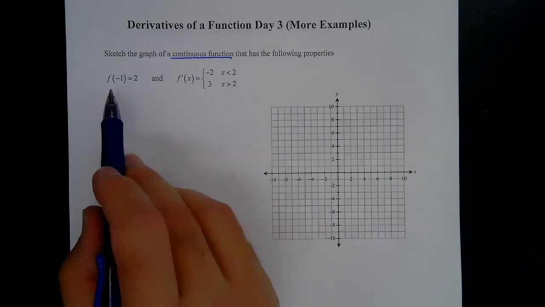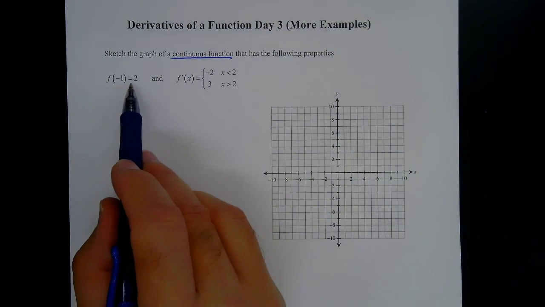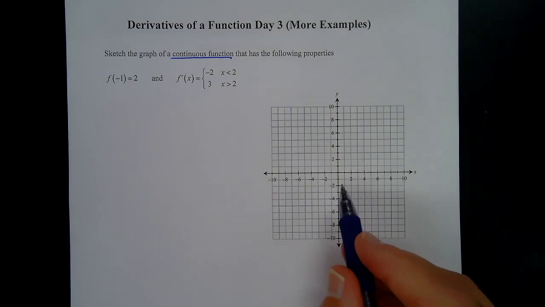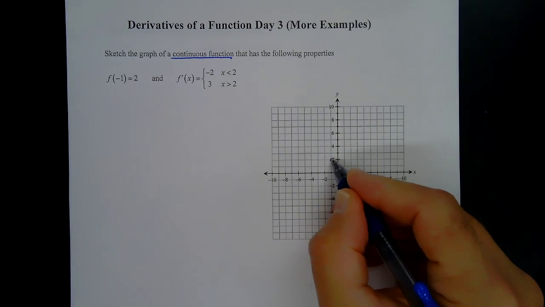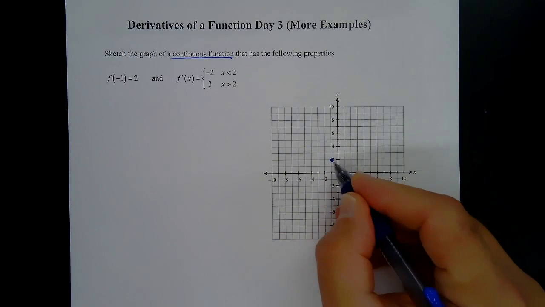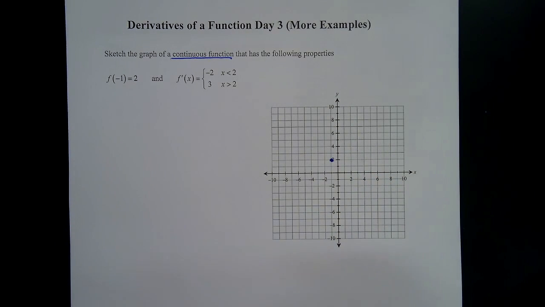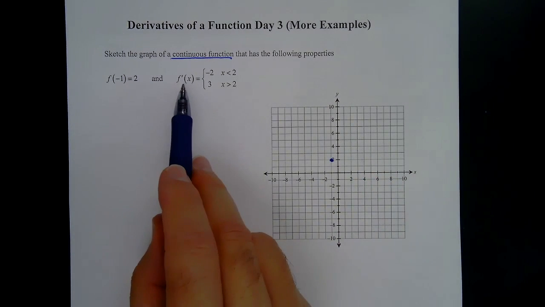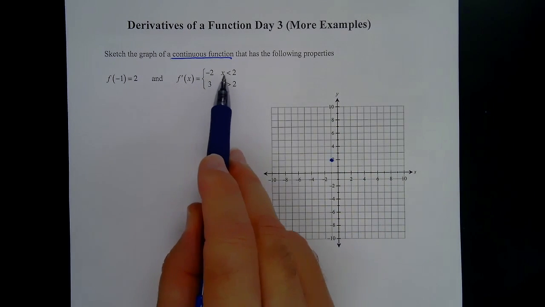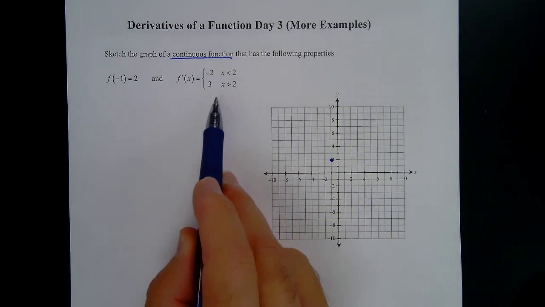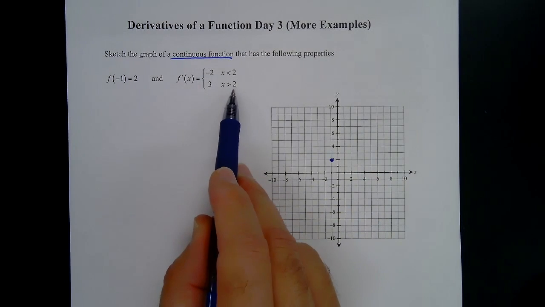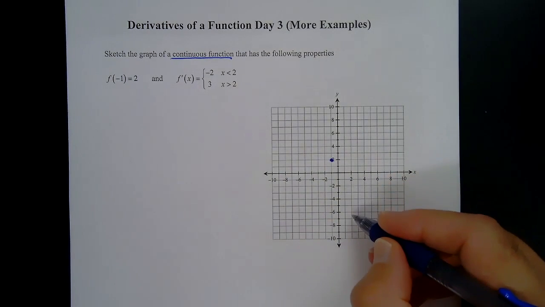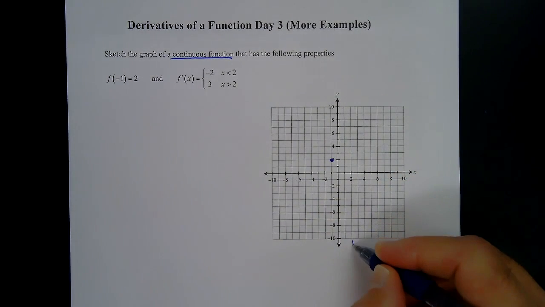All right, so from this, we know that f of -1 is equal to 2. So at -1, we know our value of the function is 2. So that would be this point right here that we plot. And so my function is going to have to go through that point. And then I know the derivative is -2 when x is less than 2, but I know it's 3 when x is greater than 2. So I'm going to make a mark on my graph right here at 2.